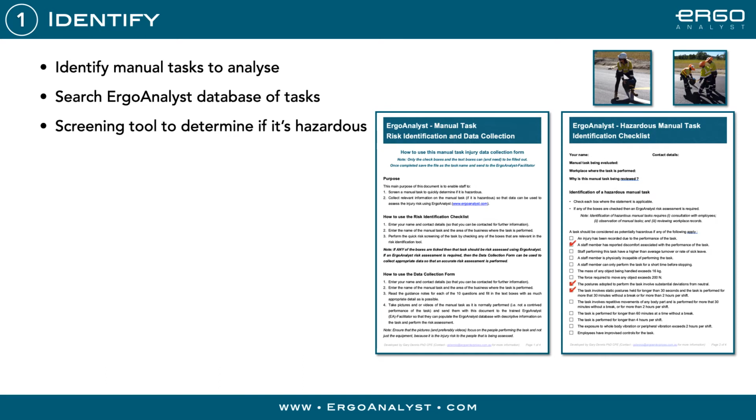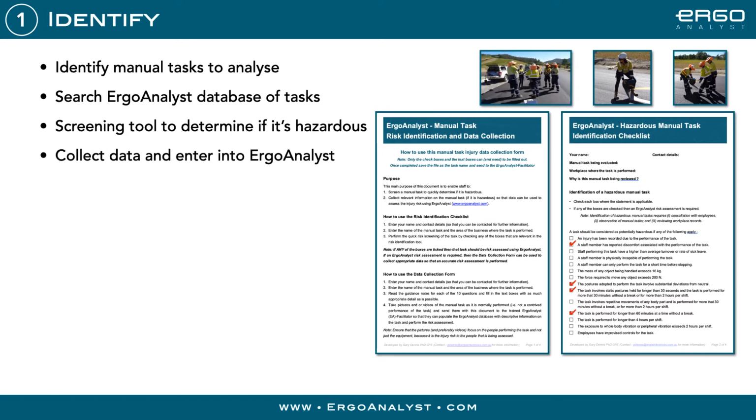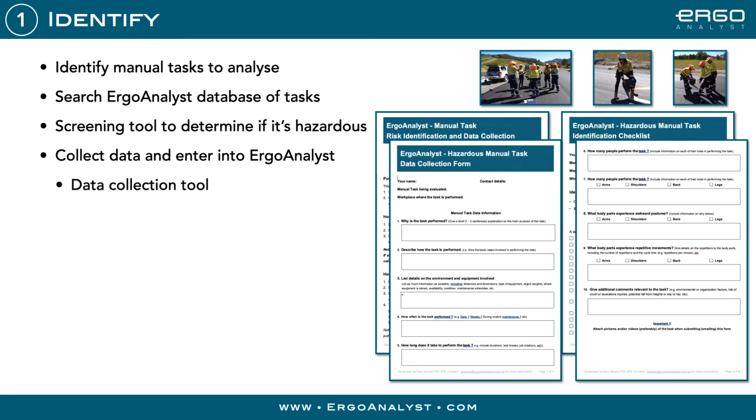If any of the conditions described on the screening tool are met by the task, then it can be identified as a hazardous manual task. The next step is to collect the relevant data, which should be done in collaboration with the staff who perform the task. It is very important that you collect the right data so that you can accurately assess the task. So, to help you collect the correct data, we have developed a 2-page data collection form that you can find on the subsequent pages after the screening tool.